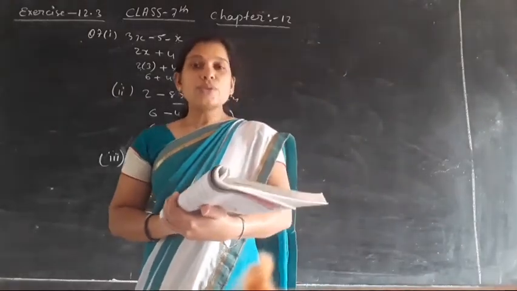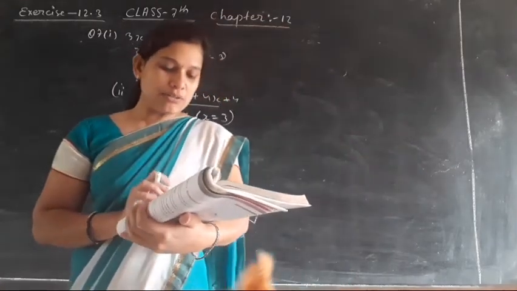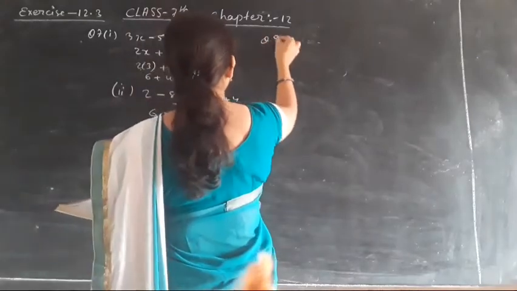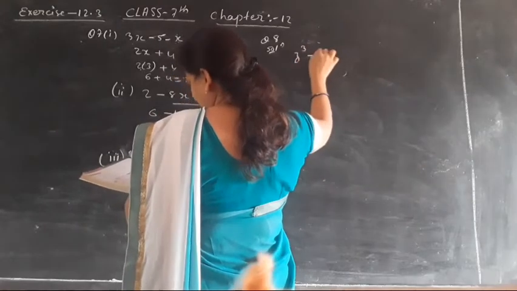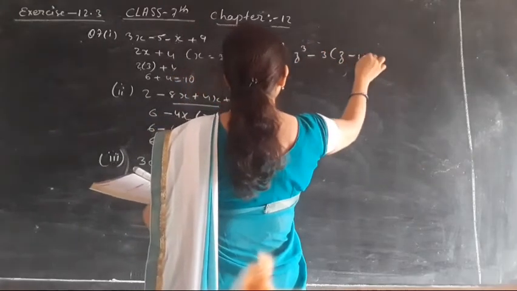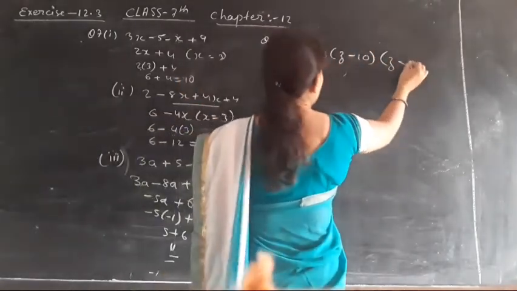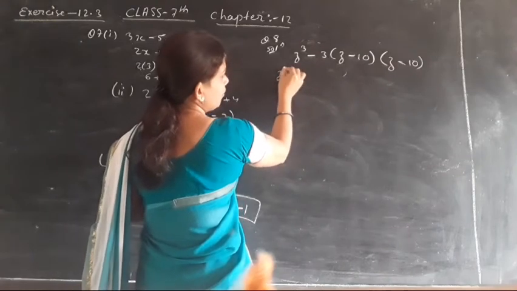Now moving toward question number 8. In question number 8 it is said that if z is equal to 10, find the value of z cube. In question number 8 we have the equation z cube minus 3 into z minus 10, and the value of z we have to substitute as 10. z की वैल्यू क्या सब्स्टिट्यूट करना है? 10. ठीक है, तो सबसे पहले सिंप्लीफाई कर लेते हैं.